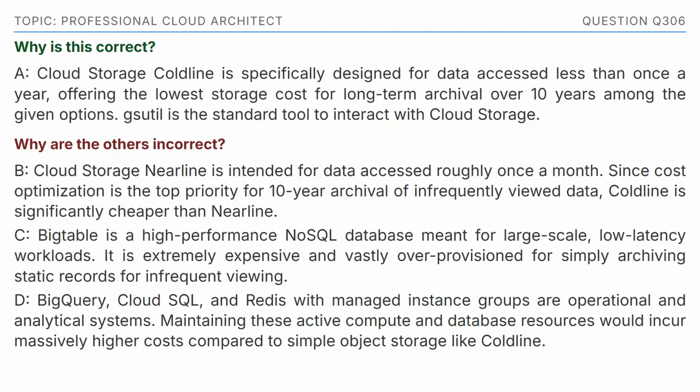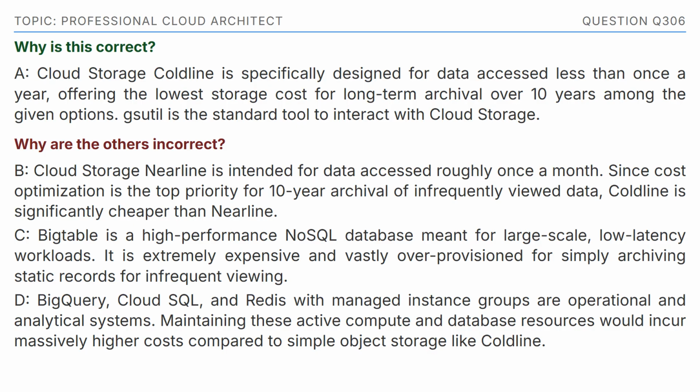Why is this correct? A. Cloud Storage Coldline is specifically designed for data access less than once a year, offering the lowest storage cost for long-term archival over 10 years among the given options. gsutil is the standard tool to interact with cloud storage. Why are the others incorrect?